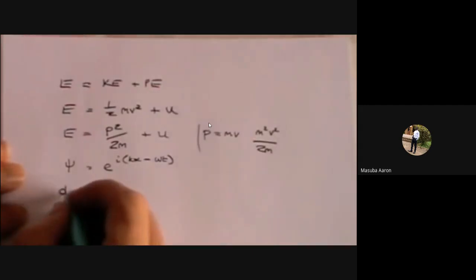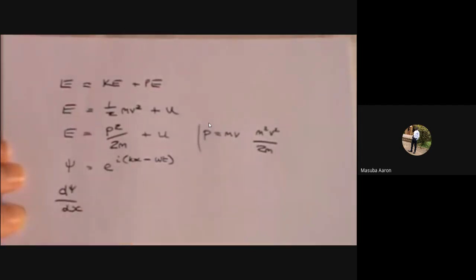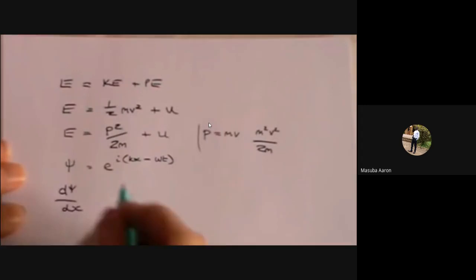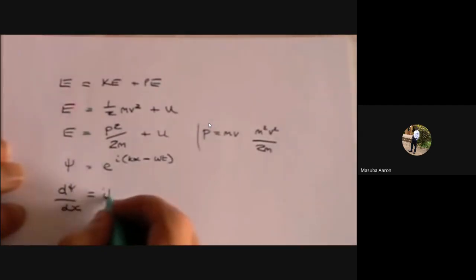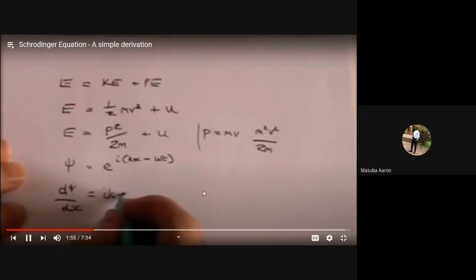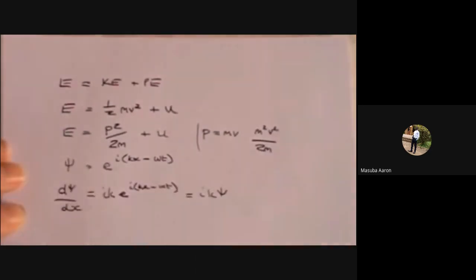If we do that, differentiating an exponential function is very simple. You take the terms, the i and the k, which are in front of the x, and you bring them down in front of the exponential term. It simply becomes ik times e to the i(kx minus ωt), which of course is one and the same thing as saying ik times the original value of psi. Okay, we'll keep that.